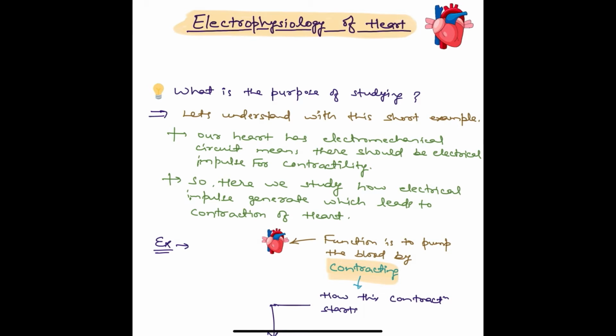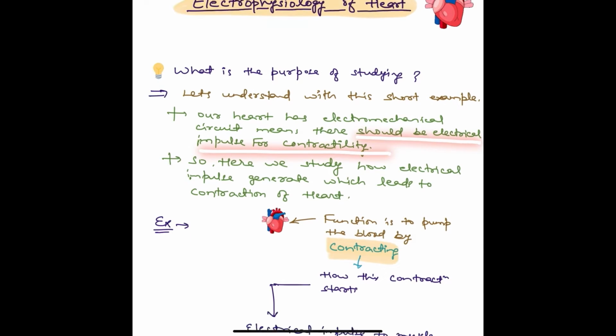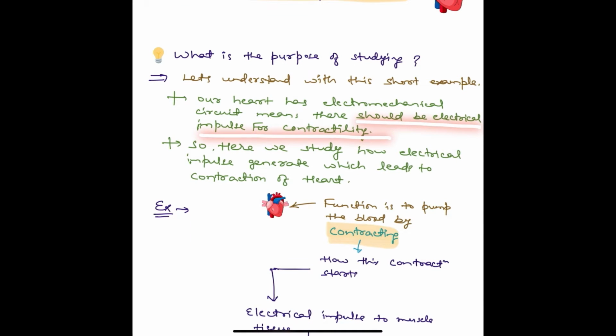Hello everyone. Today we are going to discuss the electrophysiology of the heart. So what is the purpose of studying the electrophysiology of the heart? Let's understand with this short example. Our heart has an electromechanical circuit, meaning there should be an electrical impulse for contractility. So here we study how the electrical impulse is generated, which leads to the contraction of the heart.